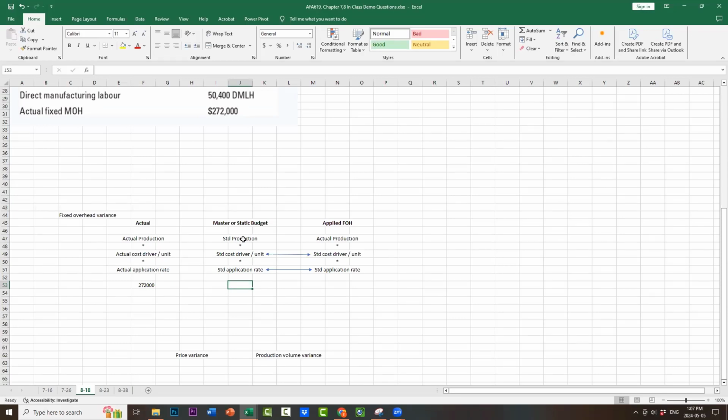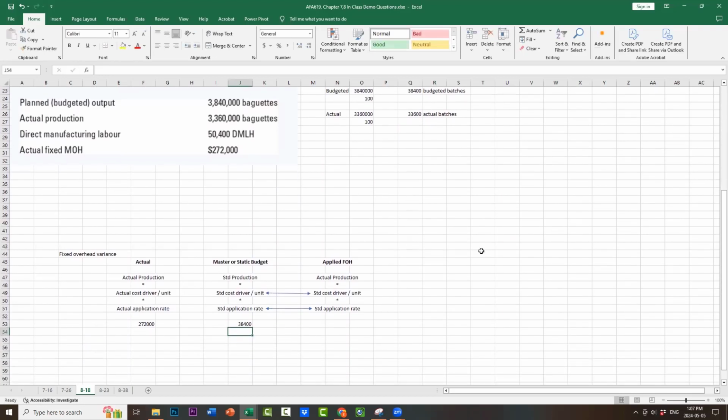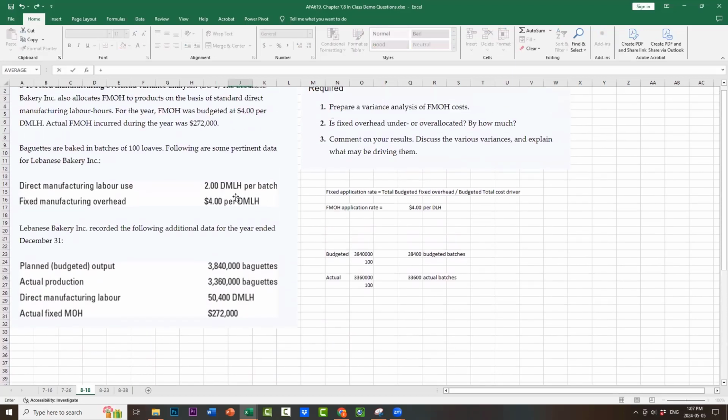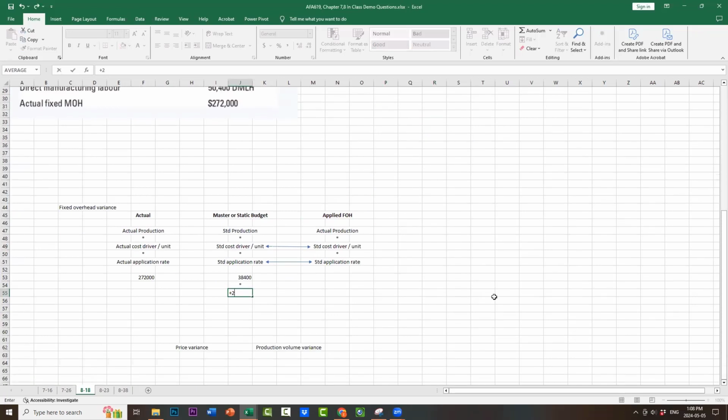Now, the static budget is the standard production. Well, remember, it's batches. Standard production, we already know what the standard production is in batches. It's right here. It's the budgeted, 38,400. We're going to multiply that by the standard cost driver per unit, which we were given. The standard cost driver per unit is 2 hours, right? Direct manufacturing labor use. Standard is 2 direct labor hours per batch. So we already know what the standard is. It's 2 hours.